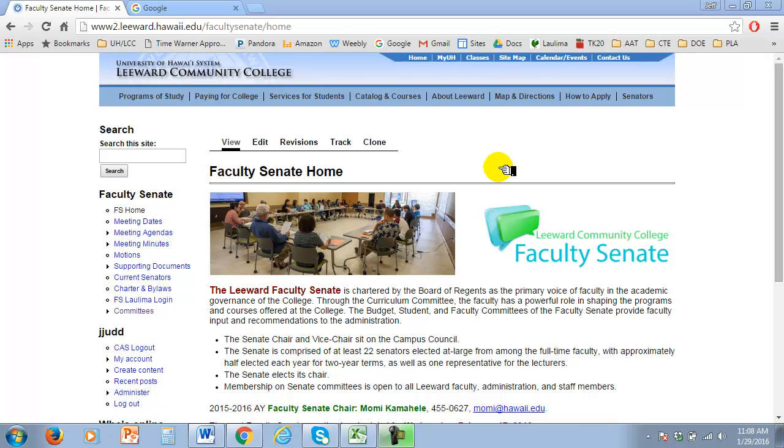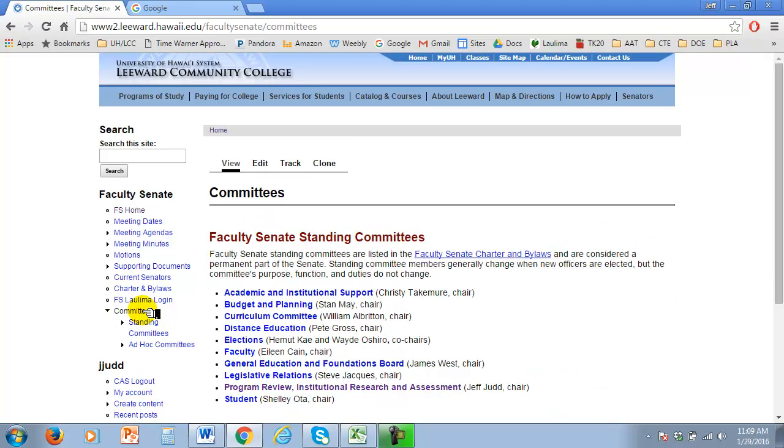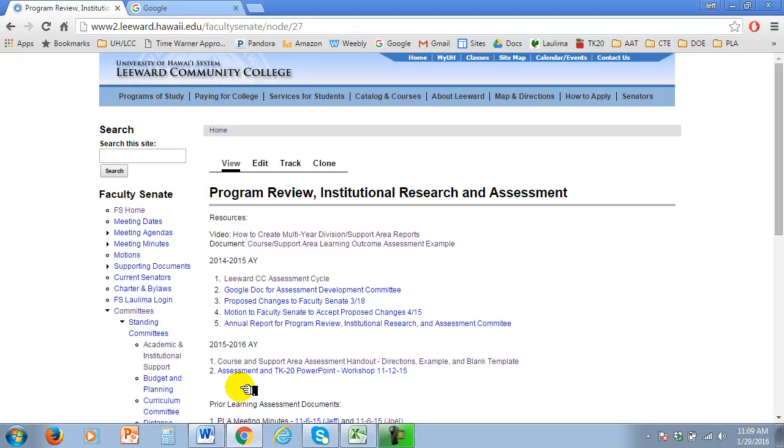The document that's going to help us do that is located on the Faculty Senate homepage, which is part of the Leeward Community College website. After finding the Faculty Senate homepage, go ahead and click under Committees. And then click on Program Review, Institutional Research and Assessment Committee, which by the way in the future will just simply be called Assessment Committee. In that site, click under Document, Course/Support Area Learning Outcome Assessment Example.